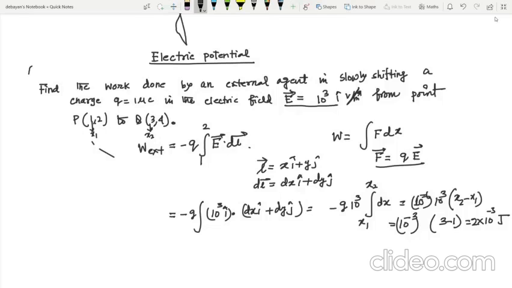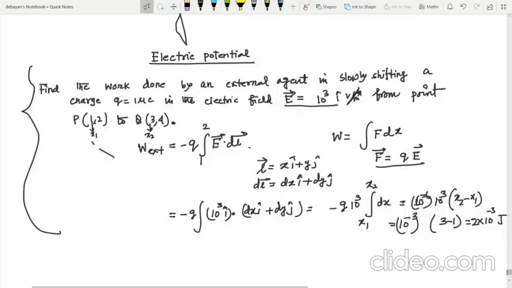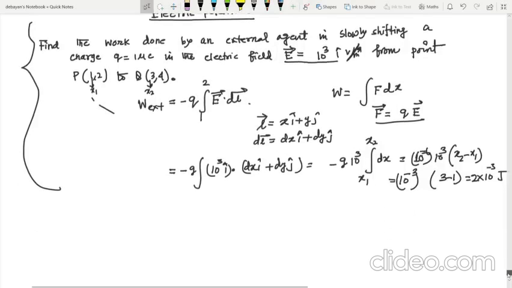So that is a simple thing, that you have to just find the work done. Now if the question is given like that, a curve is given and you have to find the corresponding work done.